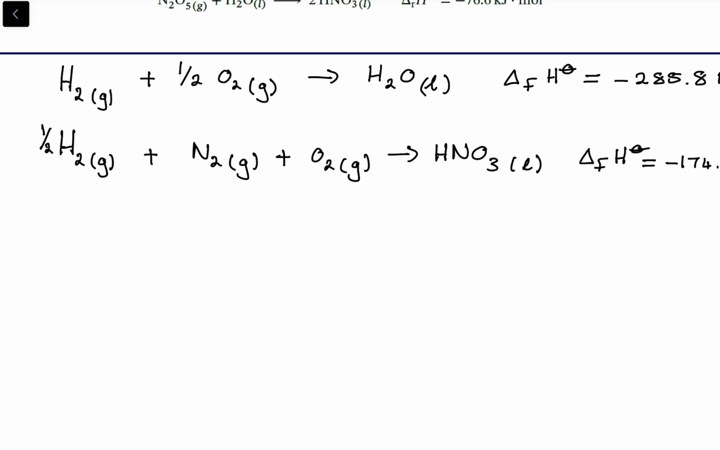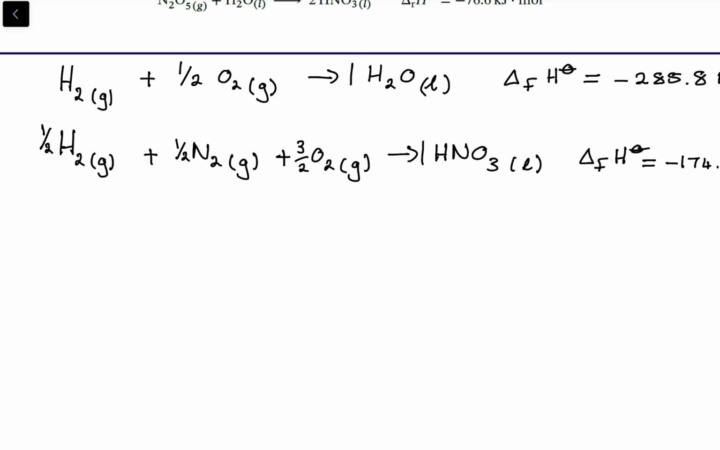Nitrogen, once again, you have 2 on the left, 1 on the right. So you make it a half here. Oxygen, you have 3 on the right, you have 2 on the left. So you want 3, but there's a 2, so get rid of the 2. That's as easy as that. That's how you write formation reactions. This is the only time you are allowed to write fractions in your equations, because you're trying to form 1 mole of water, 1 mole of nitric acid.